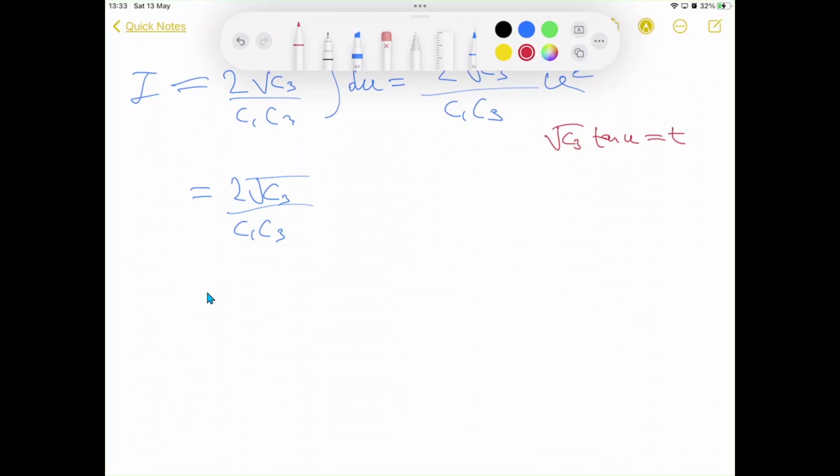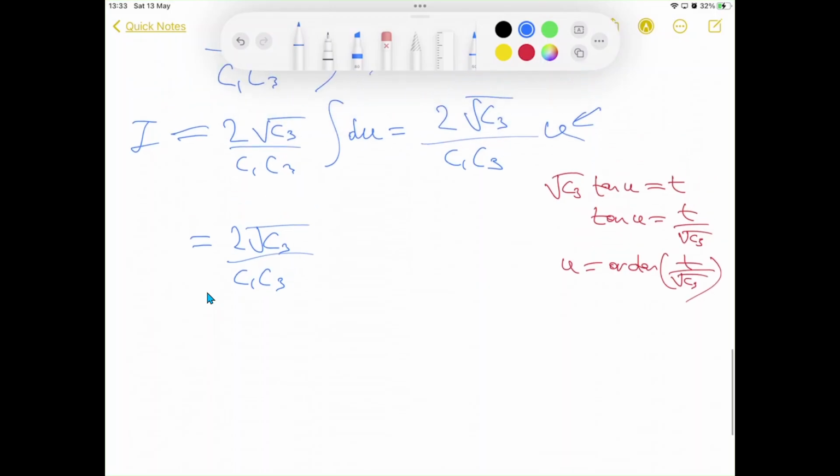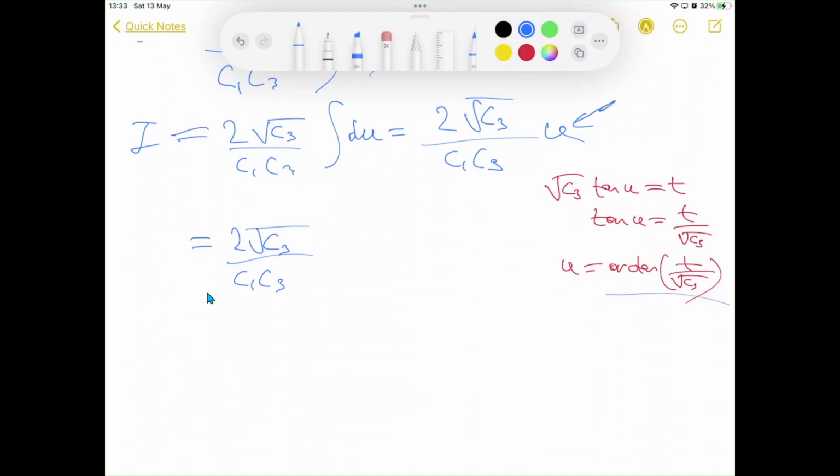Let's divide both sides by root c3, so that tan of u equals t over root c3. Did I say divide by c3 or did I say divide by root c3? Well, nonetheless, I meant root c3. And then let's apply arctan to both sides. U is arctan of t over root c3. So if I replace this u here with all this, you get arctan of t over root c3. And that t can be replaced in terms of x.